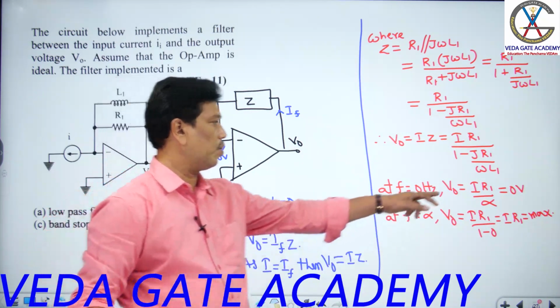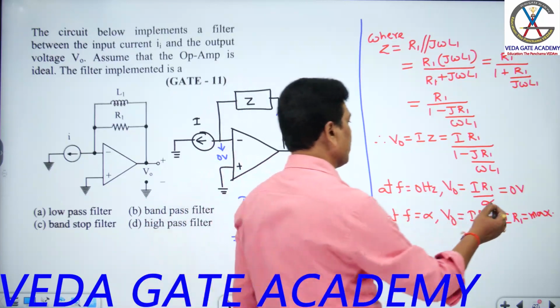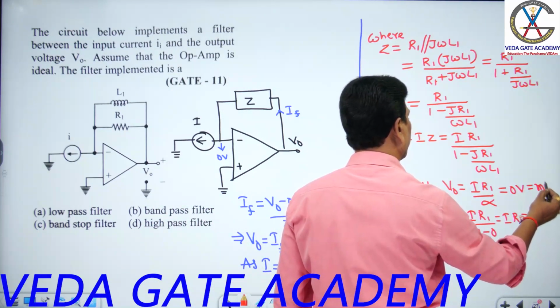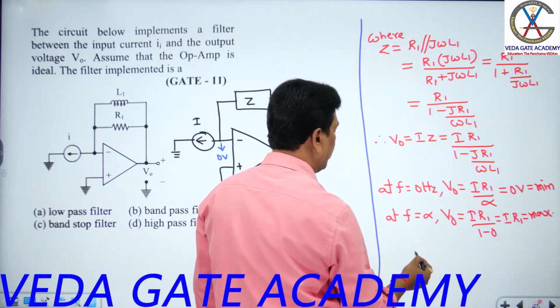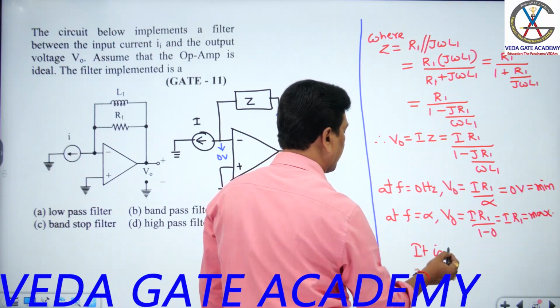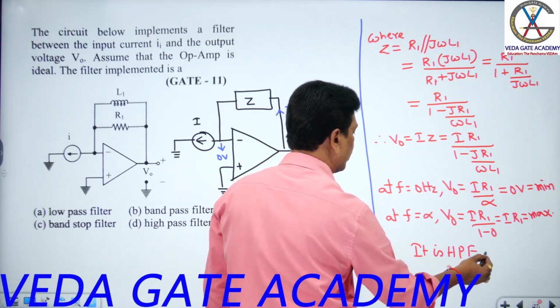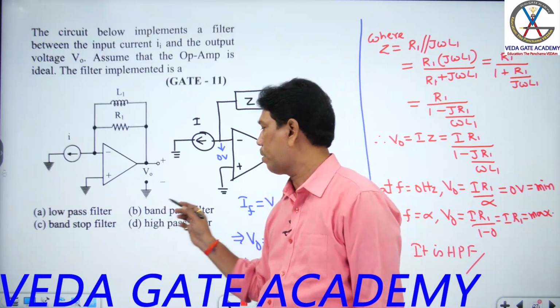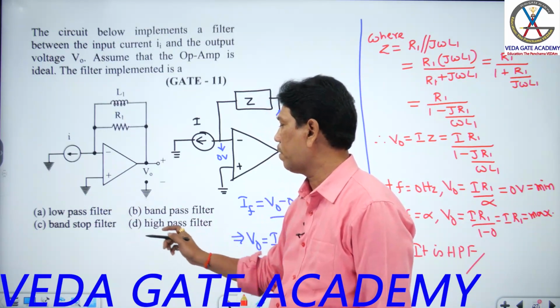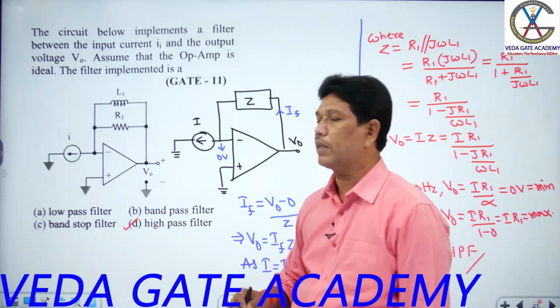Sir, at F equal to 0, output is 0 volt, that equals minimum. At F equal to infinite, output equals maximum. So it is a high pass filter. What type of filter are you asking, sir? Low pass filter, band pass filter, band stop filter, high pass filter. So the correct option for that one is D.